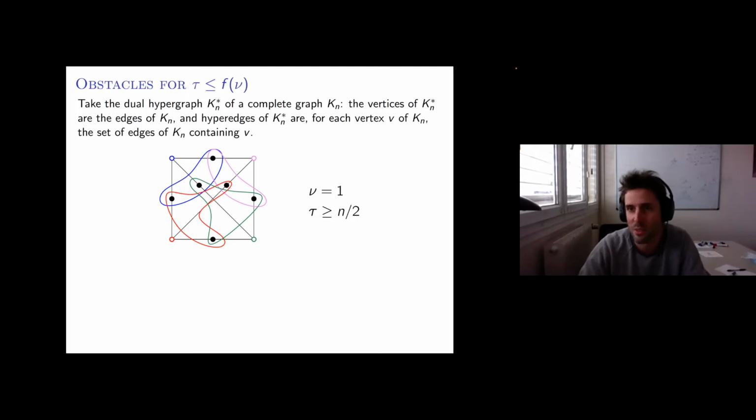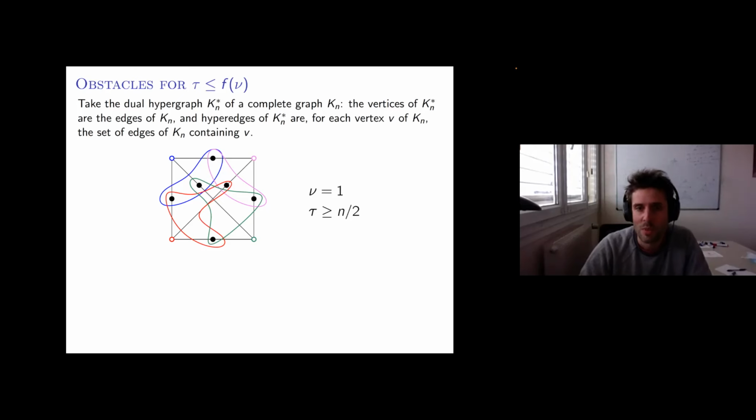And actually, you can do that with close to n over 2 because you just take a matching in your clique, the maximal matching. So n over 2 is roughly the right answer. But you clearly see that nu is not related to tau. Like nu is 1, and tau can be very large. So here you don't have tau bounded by a function of nu.